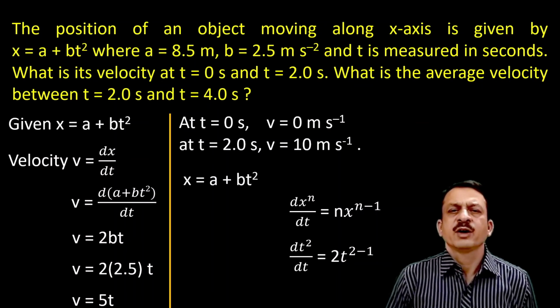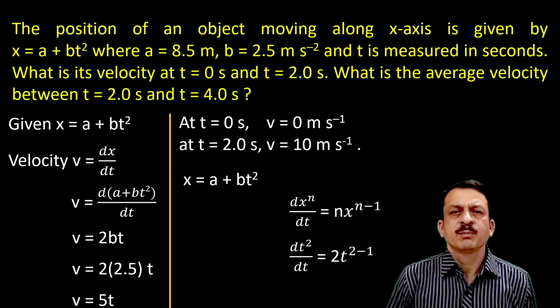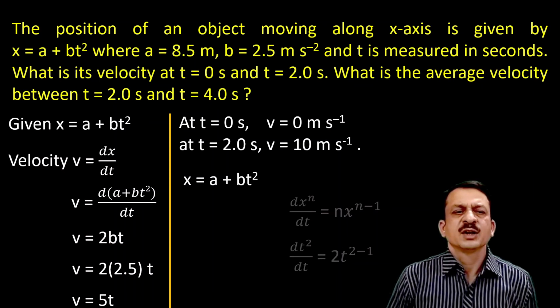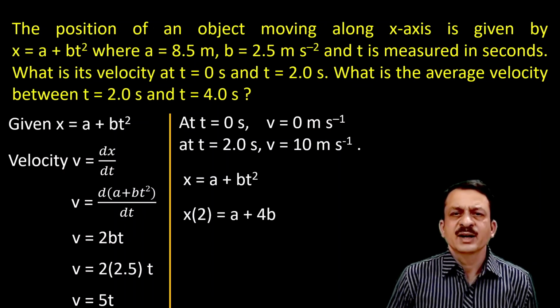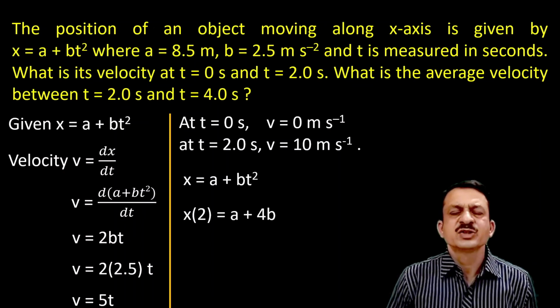ನಾವು ಲುಕ್ ಅಟ್ ದಟ್ ಒನ್, ದೇ ಹ್ಯಾವ್ ಗಿವನ್ ದ ಪೊಸಿಷನ್ x is equal to a plus b t square. Okay, at t is equal to 2 seconds what is the position, ಅದಕ್ಕೆ ಏನು ಮಾಡ್ತೀವಿ ನಾವೀಗ t is equal to 2 seconds ಸಬ್ಸ್ಟಿಟ್ಯೂಷನ್ ಮಾಡುವ. x ಬ್ರಾಕೆಟ್ ಅಲ್ಲಿ 2 ಹಾಕಿದೆ ಅಂತ ಹೇಳಿದ್ರೆ ಇಟ್ ಈಸ್ ನಾಟ್ x into 2, ಇಟ್ ಈಸ್ ಪೊಸಿಷನ್ ಅಟ್ t is equal to 2 second ಅಂತ ಅರ್ಥ ಮಾಡ್ಕೊಳ್ಳಿ.